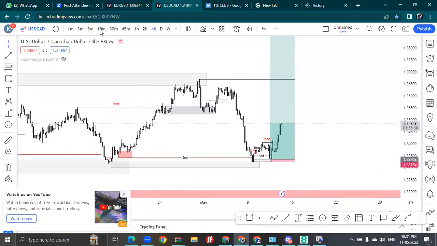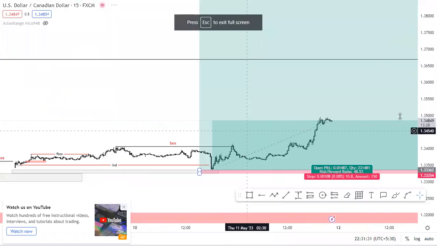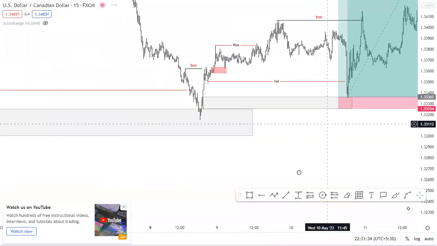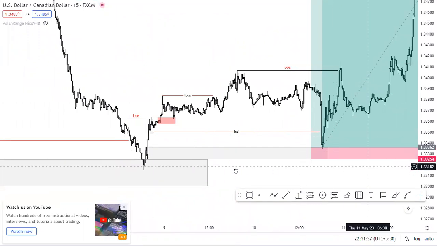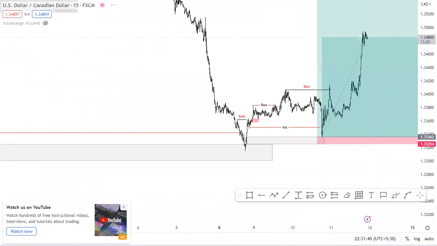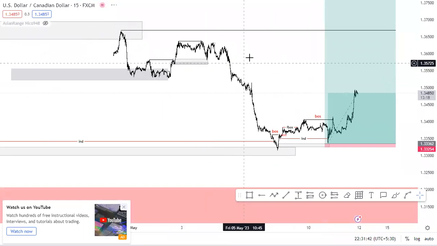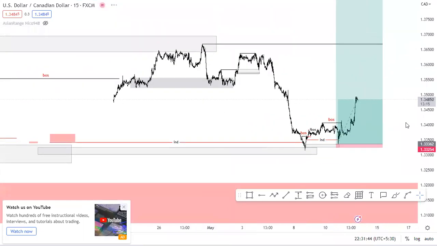Fine. The entry was very simple. If you look at this 15 minutes, same thing: breakout structure, false breakout structure, price comes to our area and taps. That's the simple entry. Let's see what's going to happen.